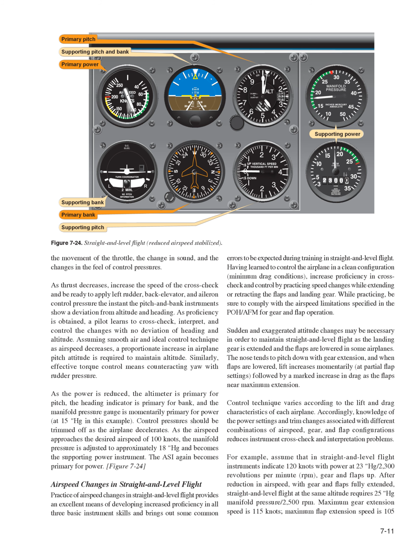Control technique varies according to the lift and drag characteristics of each airplane. Accordingly, knowledge of the power settings and trim changes associated with different combinations of airspeed, gear, and flap configurations reduces instrument cross-check and interpretation problems. For example, assume that in straight and level flight instruments indicate 120 knots with power at 23 Hg/2,300 revolutions per minute (RPM), gear and flaps up. After reduction in airspeed, with gear and flaps fully extended, straight and level flight at the same altitude requires 25 Hg manifold pressure/2,500 RPM. Maximum gear extension speed is 115 knots, maximum flap extension speed is 105 knots.